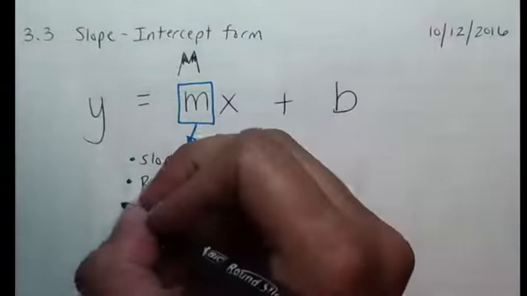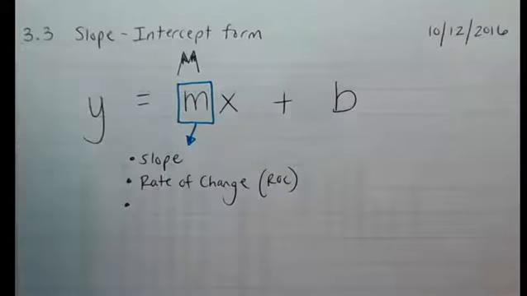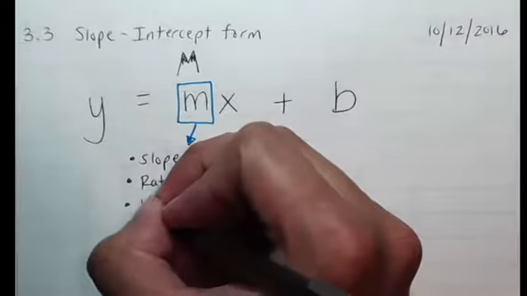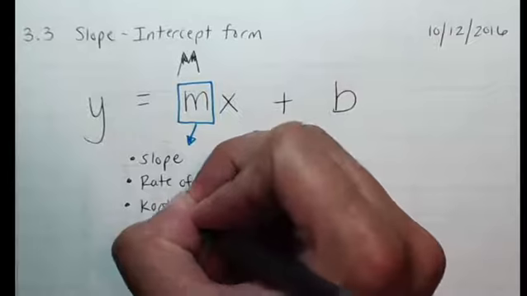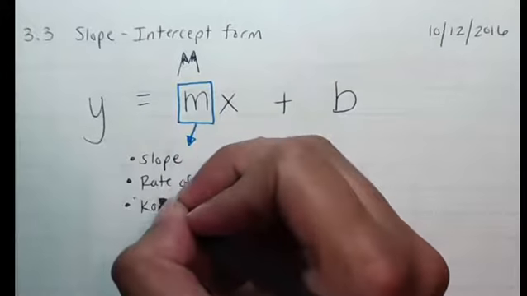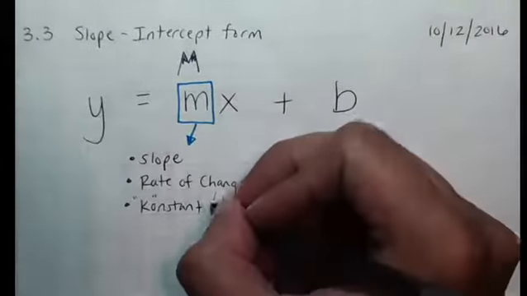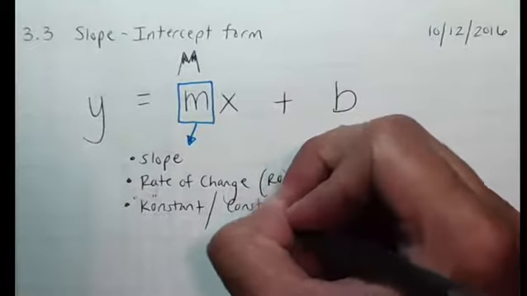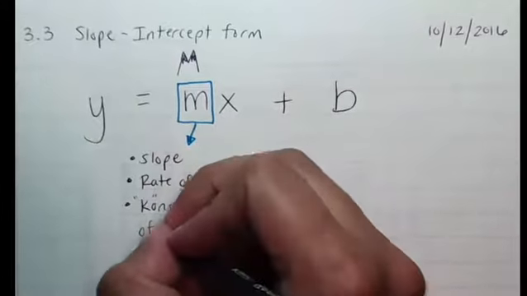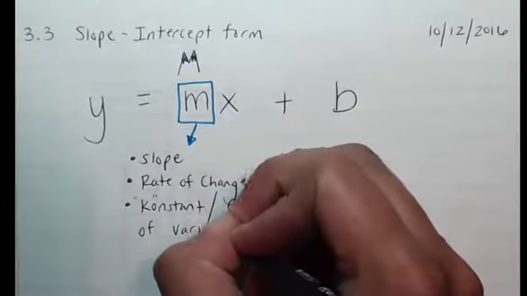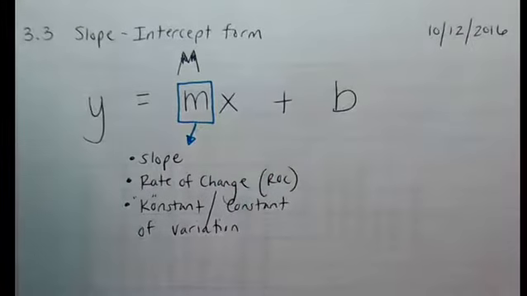And we also learned, when we talked about direct variation, remember we spell constant with a K in math, that would be our constant of variation. All those things mean the same thing. It's our slope. It's rise over run. That's how we find the slope.